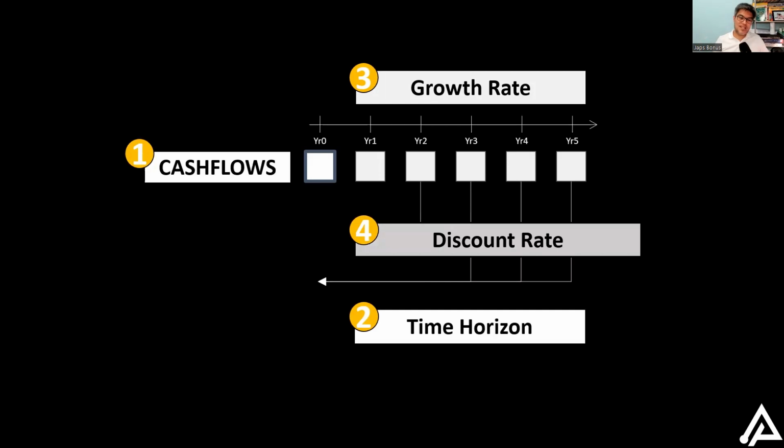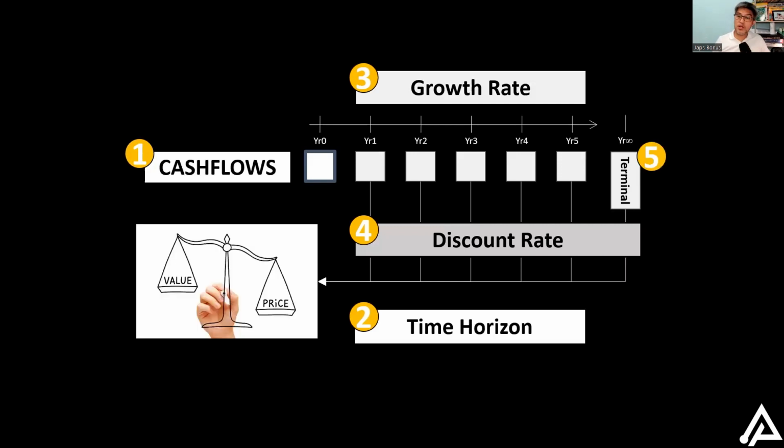The fourth element is the discount rate. Once I've projected the cash flows, let's say for the next 5 years, what is the weighted average cost of capital that I can use to discount it back to its present value? The fifth element, which is relevant for equity instruments particularly, would be your terminal value. Terminal value is all other cash flows that are to be received beyond the time horizon you projected.